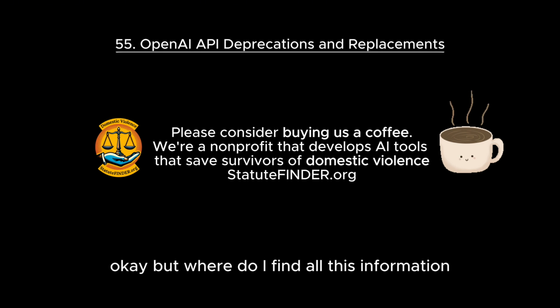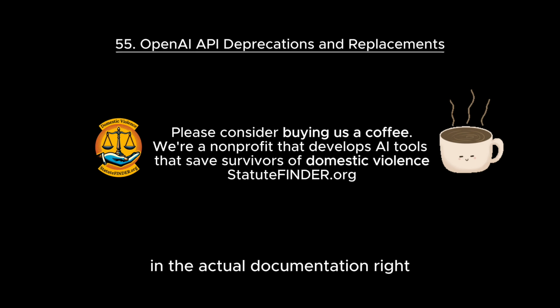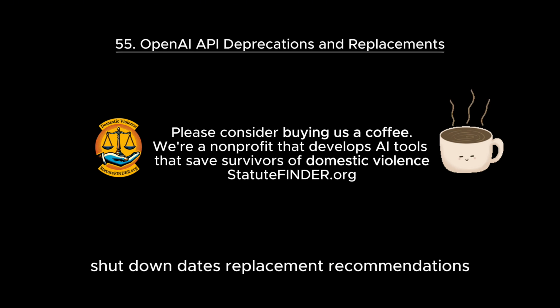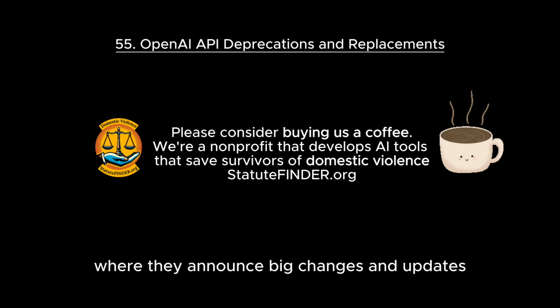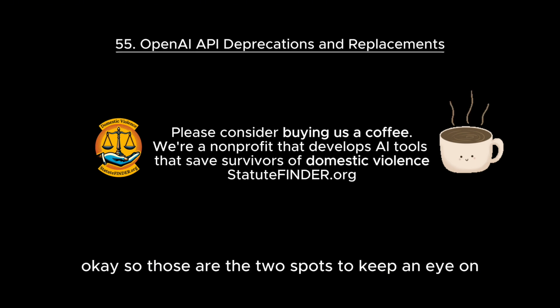But where do I find all this information in the actual documentation? It can feel like a maze sometimes. There's a dedicated deprecations section that lays it all out: shutdown dates, replacement recommendations, you name it. They also have a blog where they announce big changes and updates. Okay, so those are the two spots to keep an eye on.